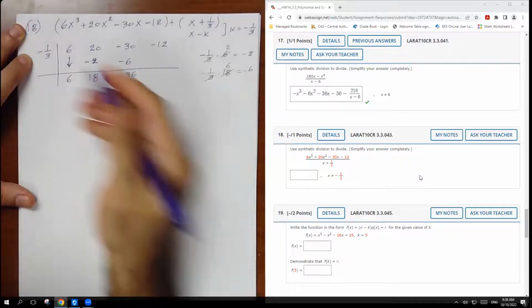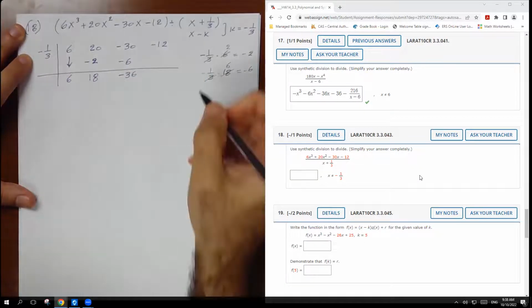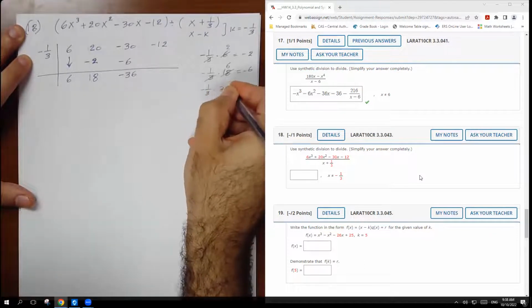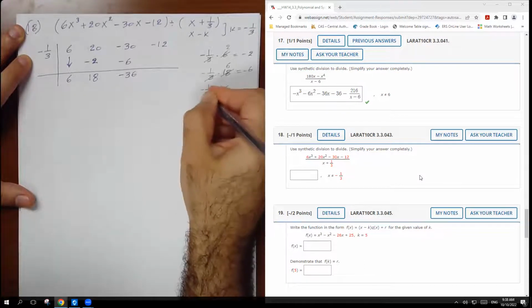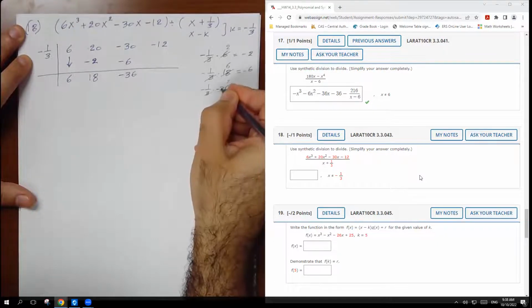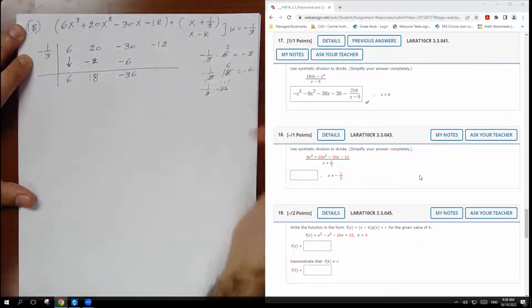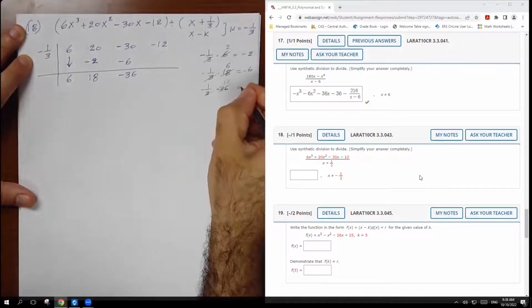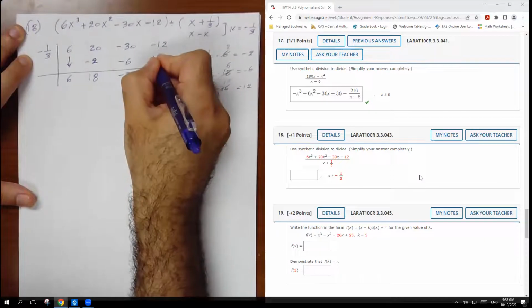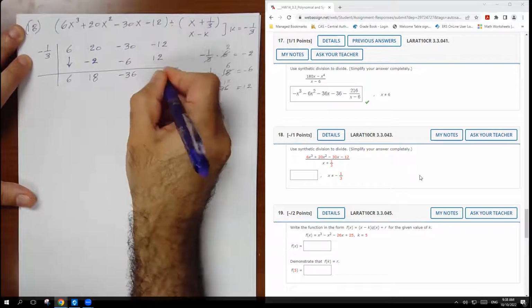So negative 1/3 times negative 36. This one with this one: 6 by 3 is going to be 2, 3 by 3 is going to be 1. So it's going to be 12. Negative times negative is going to be positive 12. So here is going to be positive 12. Add these together, it's going to be 0.